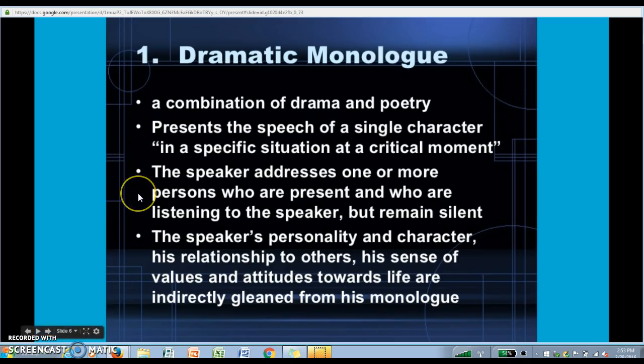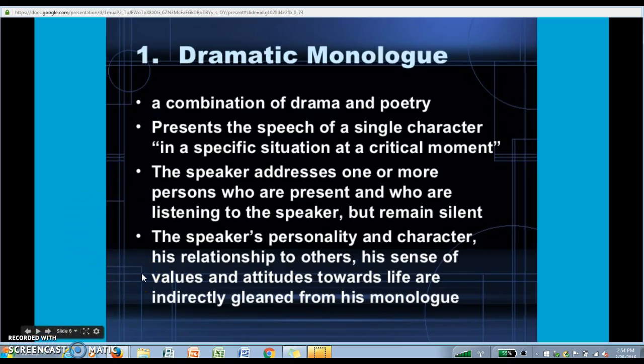Next, the speaker addresses one or more persons who are present and who are listening to the speaker, but they remain silent. So we will go into this more closely when we discuss the difference between a monologue and a soliloquy. So hold on to this, we'll get back to it.